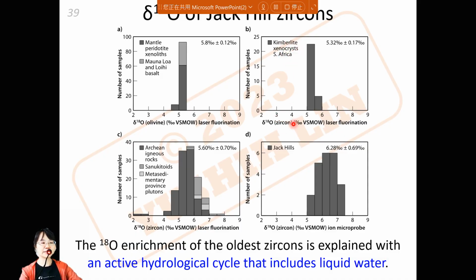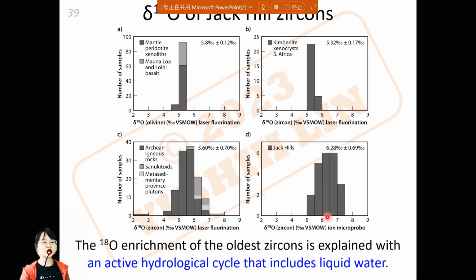The dating material is zircon. You see it's also around 5 to 6. We skip this one and go directly to Jack Hills. This is Jack Hills. It is sandstone. And this is the 18O value of zircon found in the sandstone. You see its isotopic value is much heavier than the mantle rock here or the anhydrous basaltic rock here.